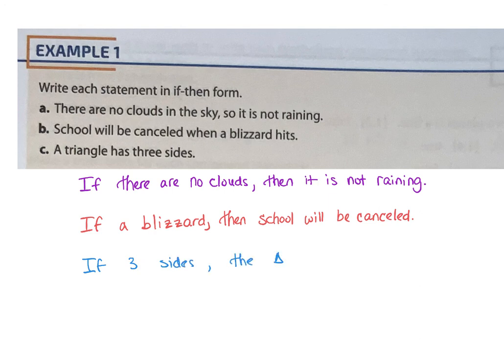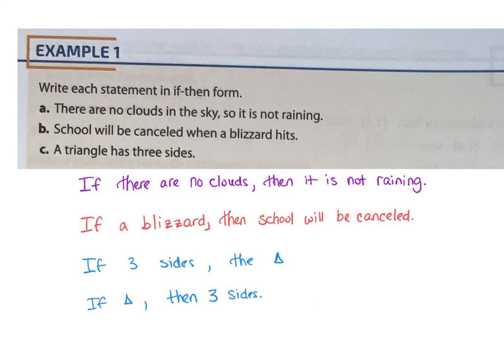You could actually reverse that one. You could say if a shape is a triangle. You could say if the triangle part, and then the 3 sides part. So this one you could write multiple ways, and it would work. You could probably write the first one multiple ways too, as well.